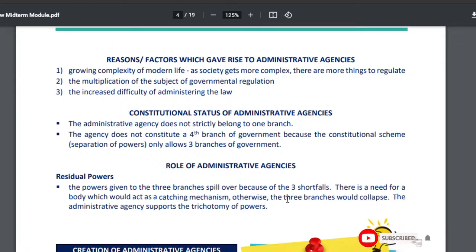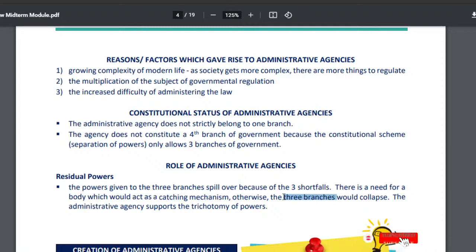They would struggle because of what the three branches do. The executive branch executes the law, okay? They execute the law for a public purpose, with public interest involved. The legislative enacts the laws, and the judiciary hears and decides the cases lodged before them. So what is left is the administrative function. So there is a need for this administrative agency. A catching mechanism, they are left with that.